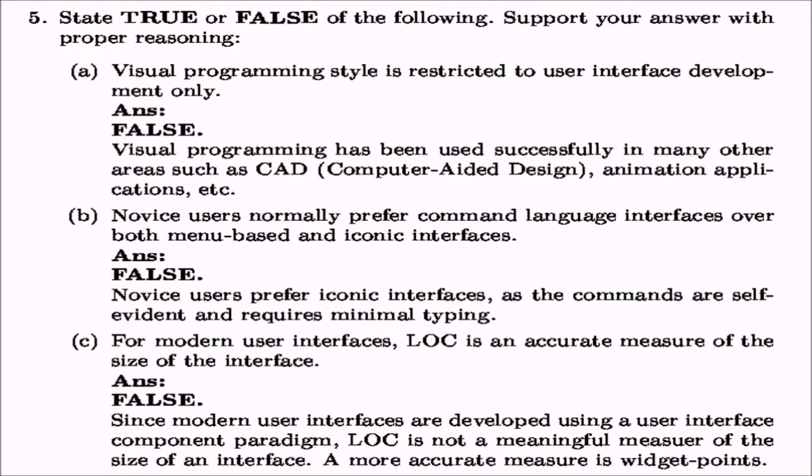Now let us take the true and false questions. Support your answer with proper reasoning also. First is, visual programming style is restricted to user interface development only. This is actually false. The reason is that visual programming has been successfully employed in many other areas like computer-aided design, CAD, and animation applications also. So it is not restricted to user interface development only.